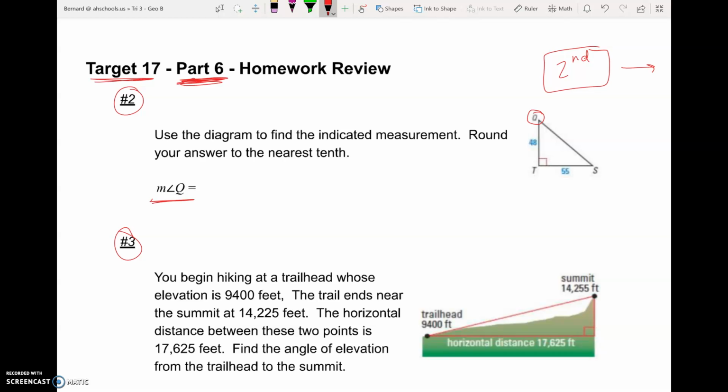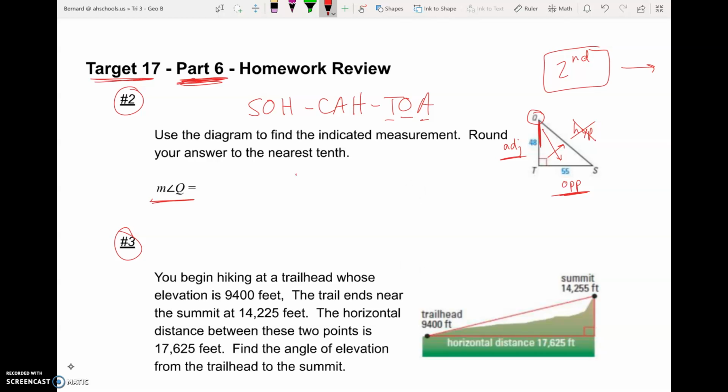Anytime we have sine, cosine, tangent, we've got to identify opposite, adjacent, and hypotenuse. So 55 is opposite. Hypotenuse is across from the 90, unimportant because we don't know anything. And then that means adjacent, our connected side, is going to be the 48. To find angle Q, we have to work with opposite and adjacent. Think of SOH CAH TOA. Opposite and adjacent is going to be the O and A in TOA, so we need to use tangent.